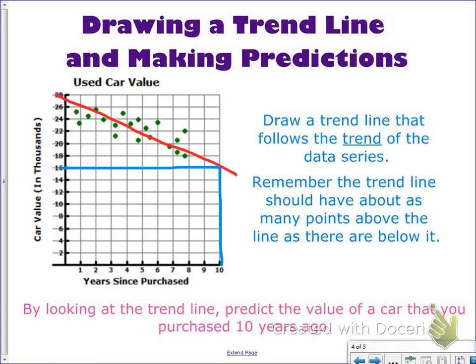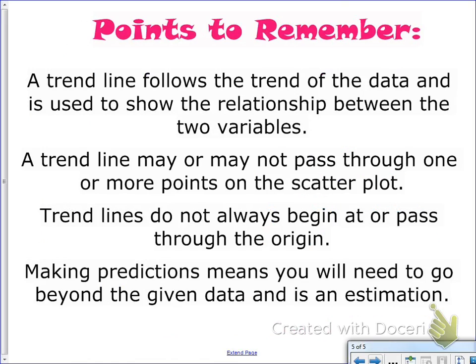So using predictions to talk through some last remaining things, some things that you do want to remember. A trend line follows the trend of the data and uses this to show the relationship between two variables. We learned about that last week. The trend line may or may not pass through the points, so just note sometimes it does, sometimes it doesn't. Trend lines do not always start at the origin, so if you notice, some of them started up at a y-intercept. And making predictions means that you will need to go beyond the data, and it is an estimation. So again, sometimes you may be subjective, but as long as you make a valid prediction and can justify your reasoning, you should be good.